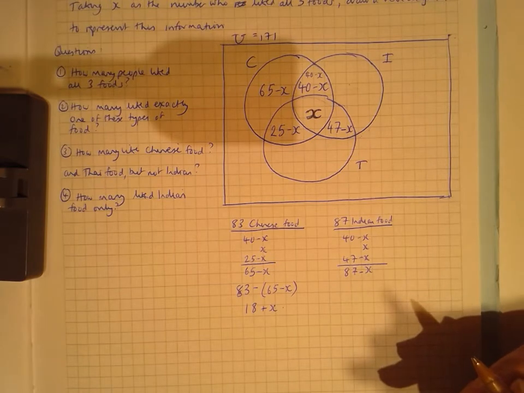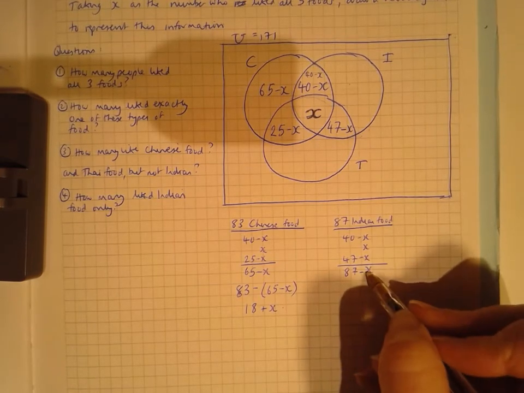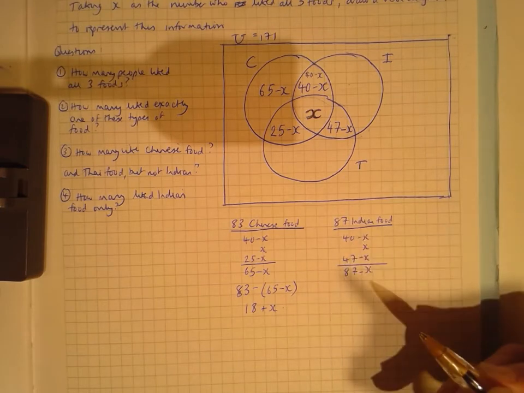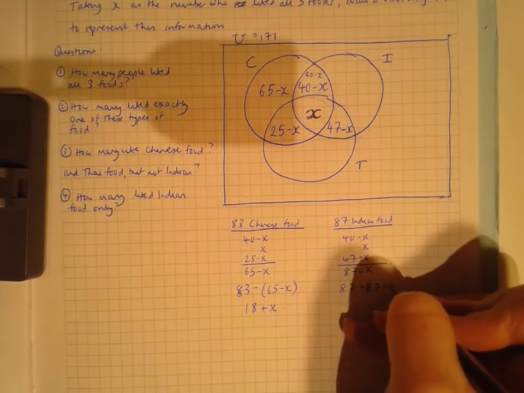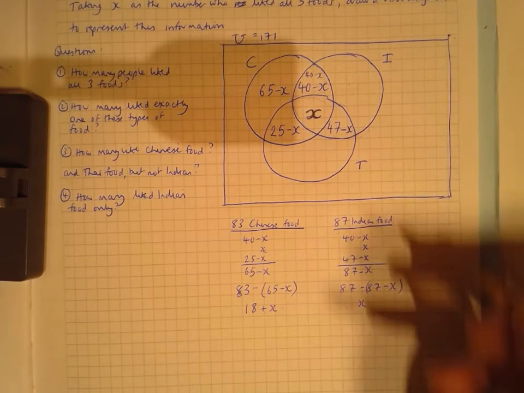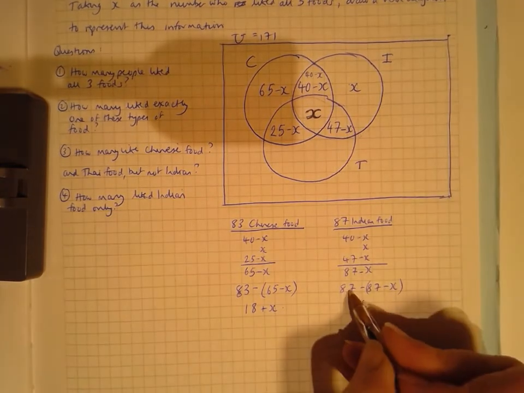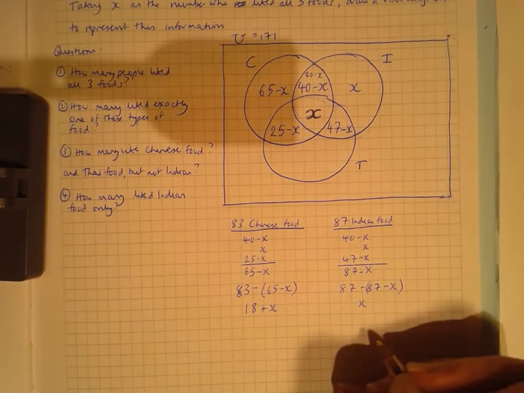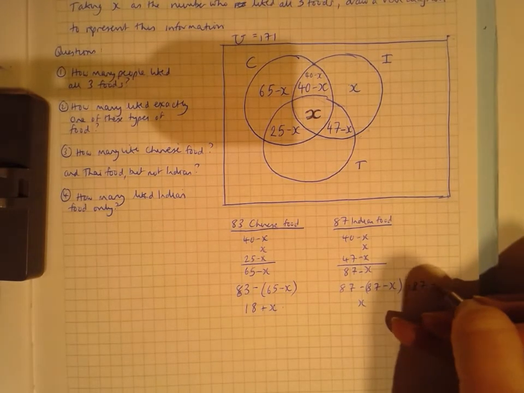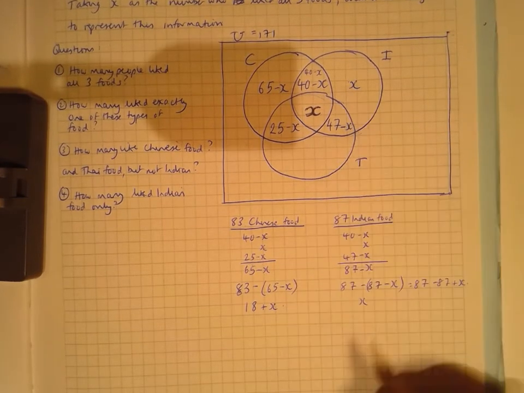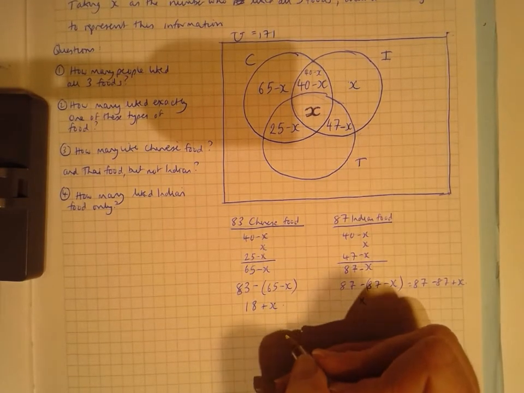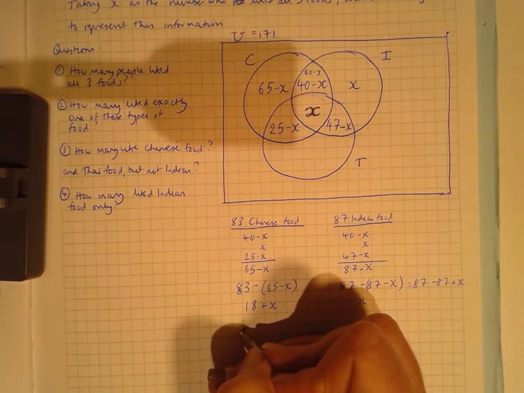Okay, and the same thing here. I've got 87 minus X people and I need to have 87 people, so actually X people goes in here, because 87 minus 87 plus X means I have X people go here.